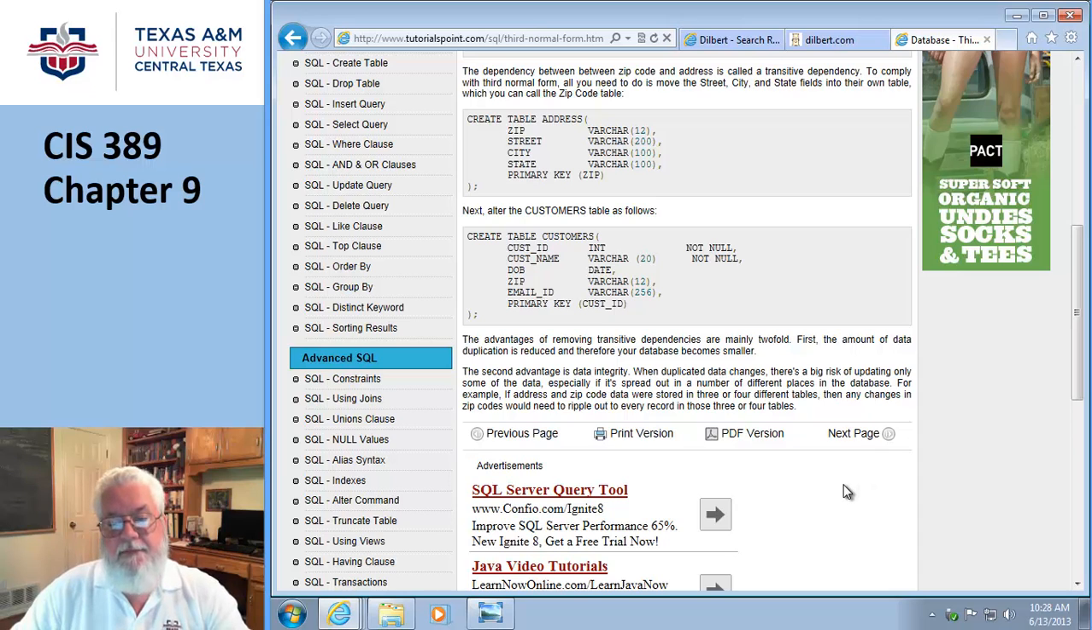For example, if the address and zip code were stored in 3 or 4 different tables, and they changed the zip code, that change to the zip code would have to ripple through all 4 tables, and there is a likelihood that it will not occur. However, if you only had it in one place, then you make that one change and there's no possibility of them not getting it right.